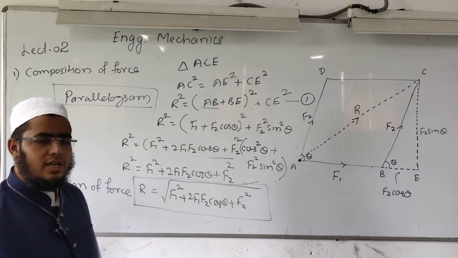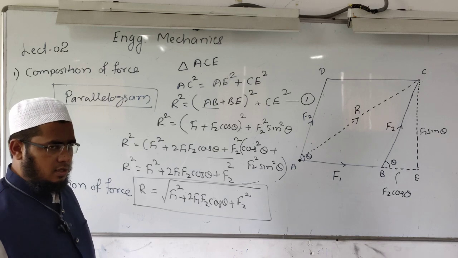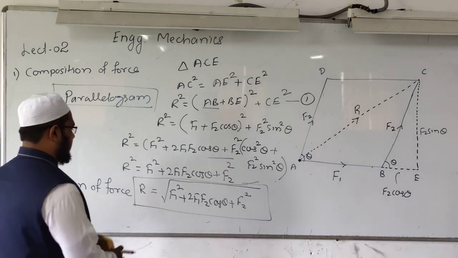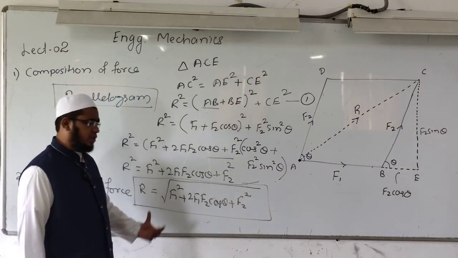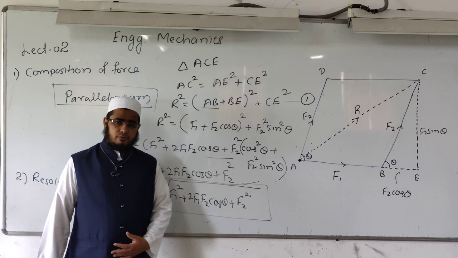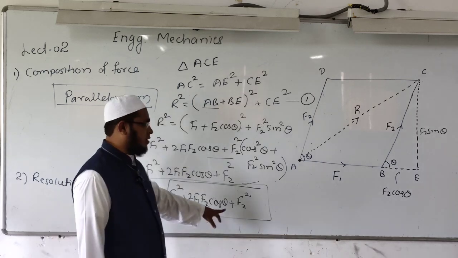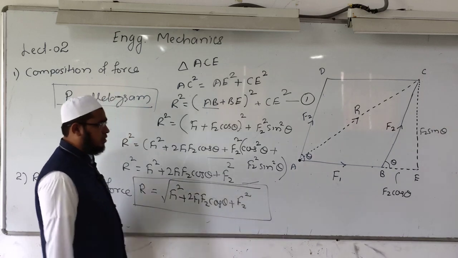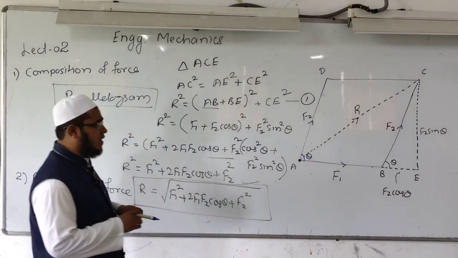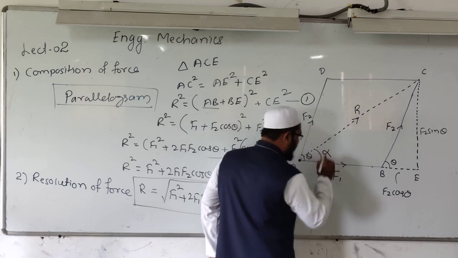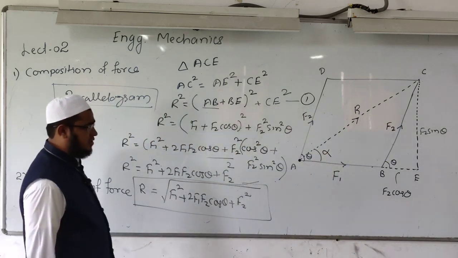Means if two forces are acting as two adjacent sides of the parallelogram, then the resultant can be found as R equals under root of F1 square plus twice F1 F2 cos theta plus F2 square. It is the magnitude. If I want to find the direction of the resultant, assume that it is represented by alpha. Alpha is the resultant's direction.